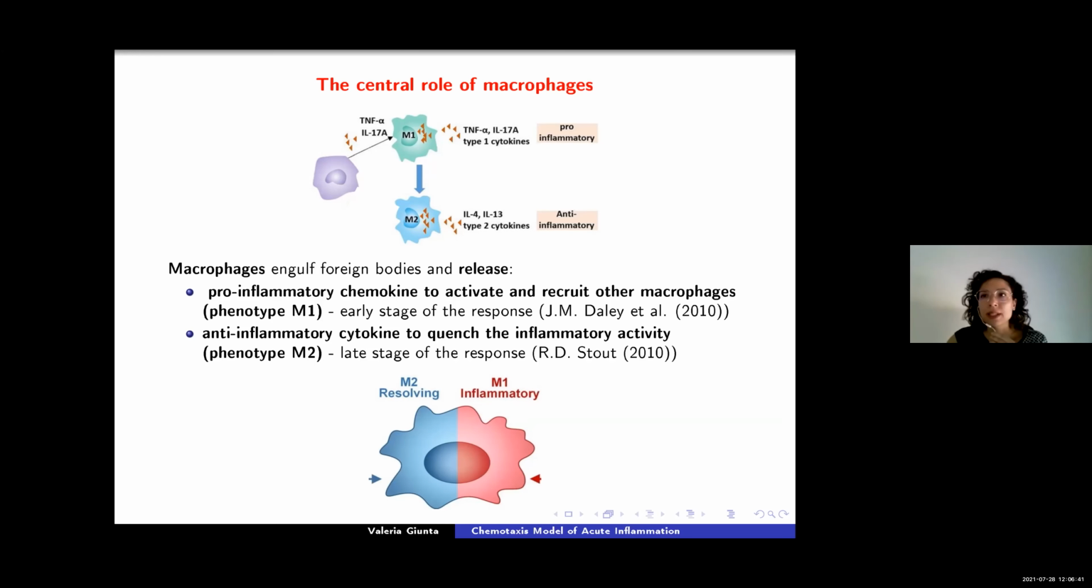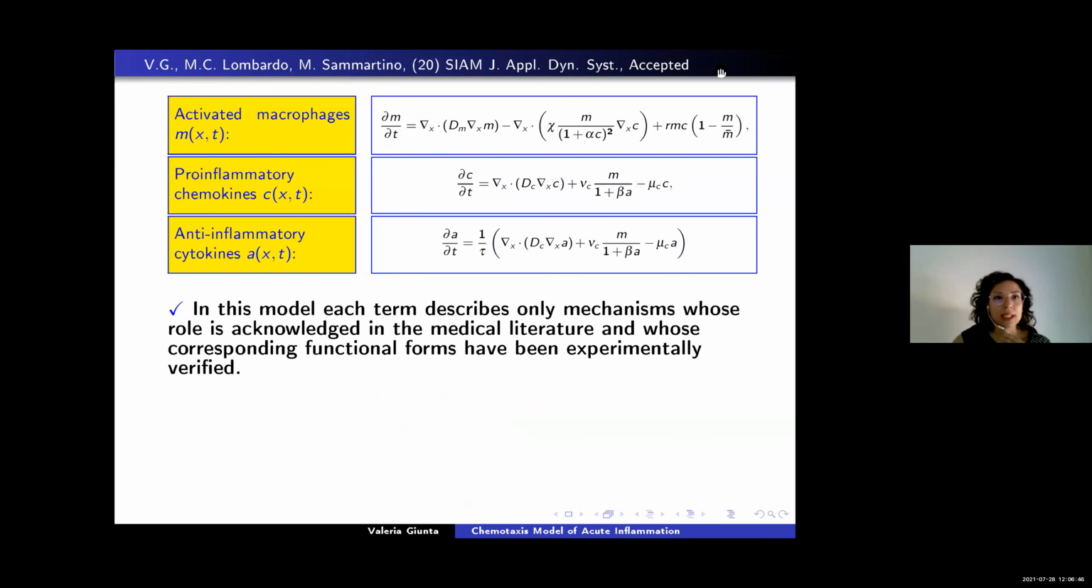This is a recently proposed model. It consists of 3 populations: the activated immune cells, the macrophages, and the 2 types of signaling molecules, the chemokines and cytokines. And in this model, each term describes a precise mechanism acknowledged in medical literature, and the functional forms adopted have been experimentally verified. We have found all this information in literature.